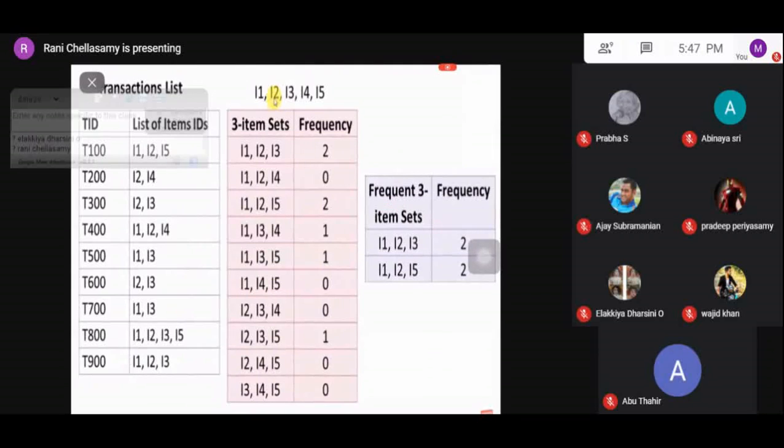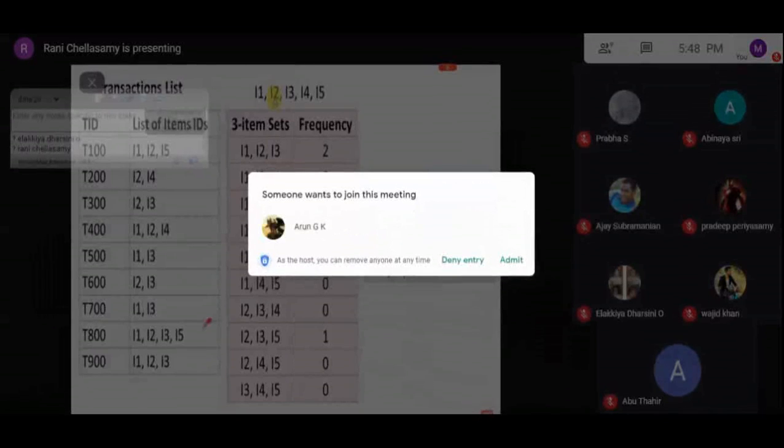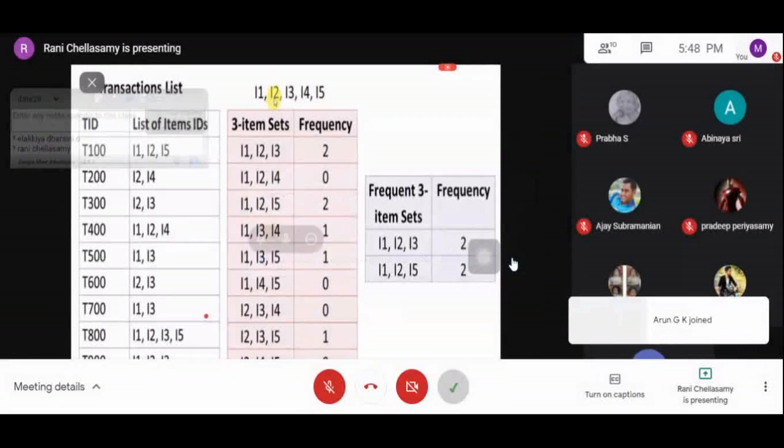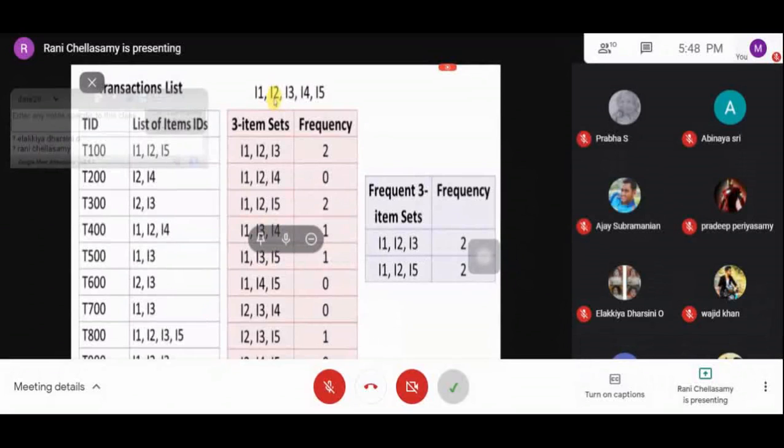Fine. The next step, you have to find the 4 item set. So how will you find? See here, what are the items you have in these 2? From this, combine the 4 item set. I1, I2, I3, I5. So only one possible 4 item set is there. So see the number of occurrences of I1, I2, I3, I5 in the transactions is only one time, which is less than the minimum support threshold value. So you have to not proceed with the 4 item set.